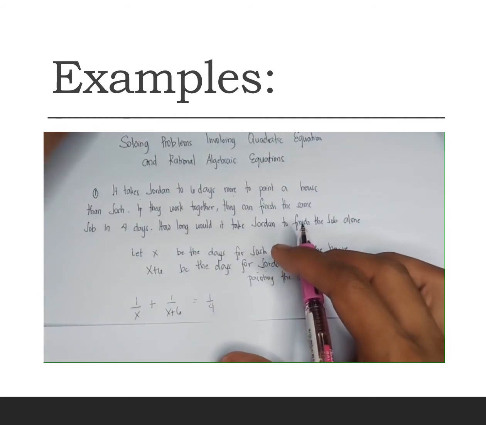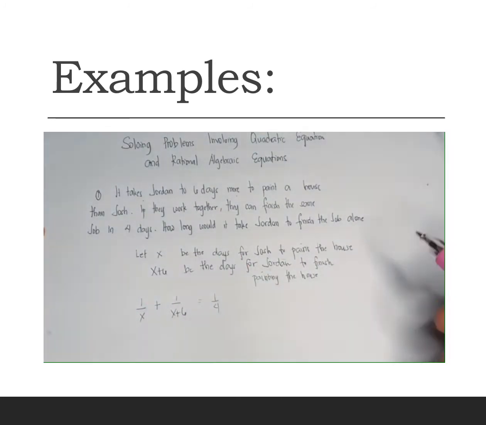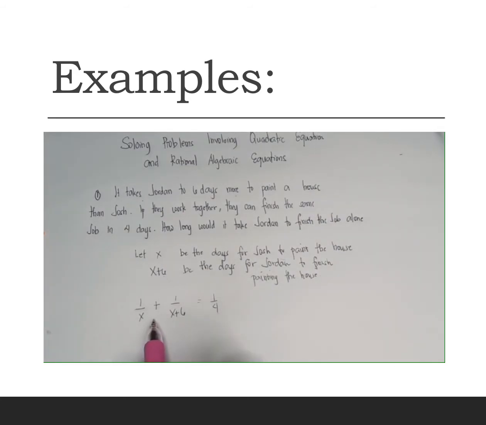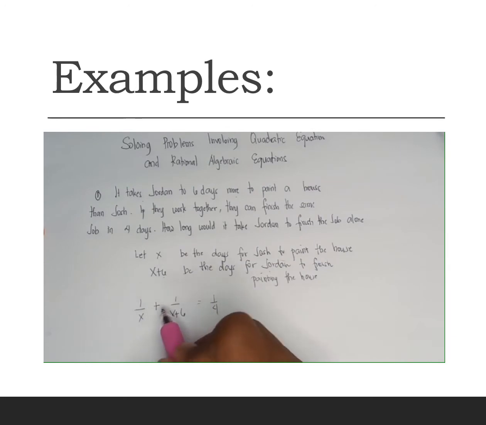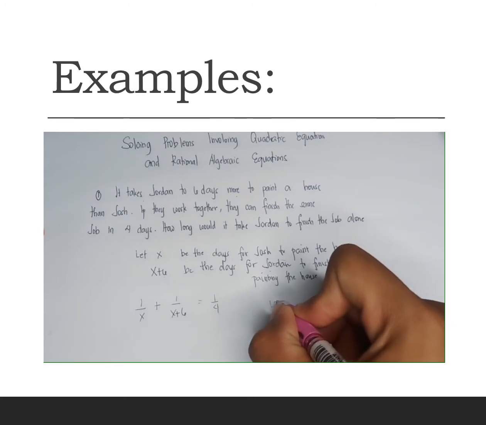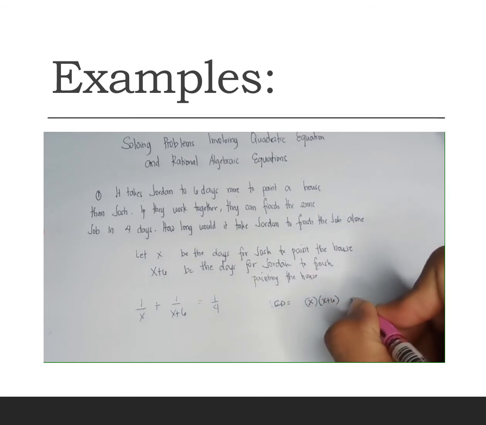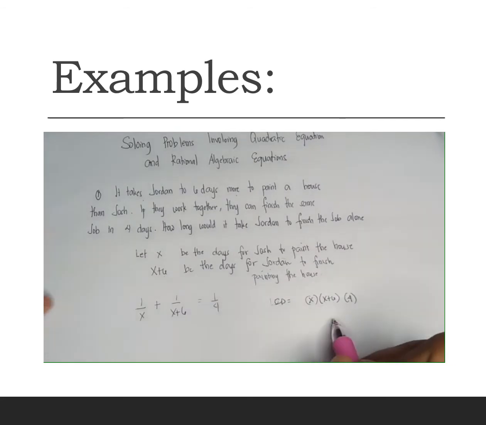So for analysis, your task is to find the value of x. What is the value of x? First, get the LCD. We will get the LCD of the equation and then multiply it to both sides of the equation. And for the solution, what is the LCD of 1 over x plus 1 over x plus 6 is equal to 1 over 4? The LCD is equal to x multiplied to x plus 6 and 4. Just combine the denominators of the equation and then multiply this LCD to the equation.